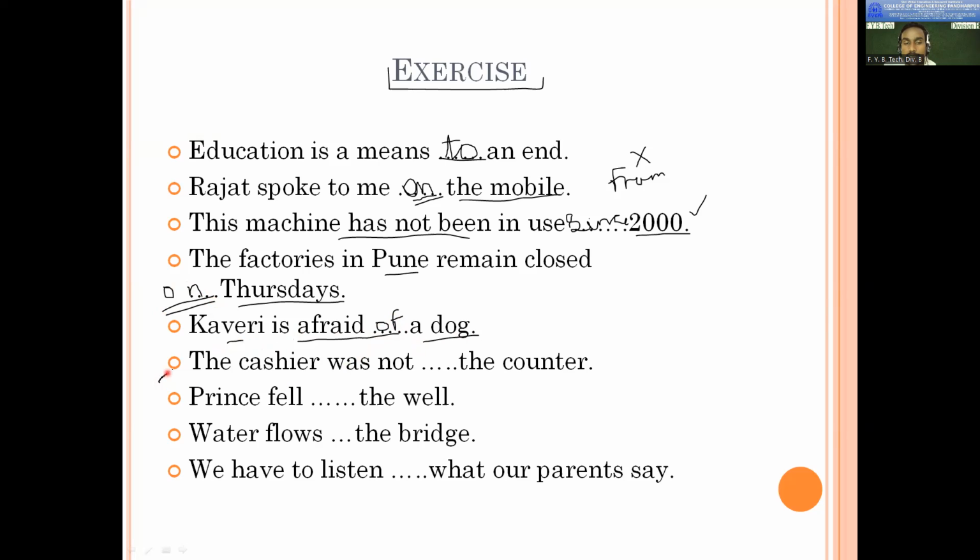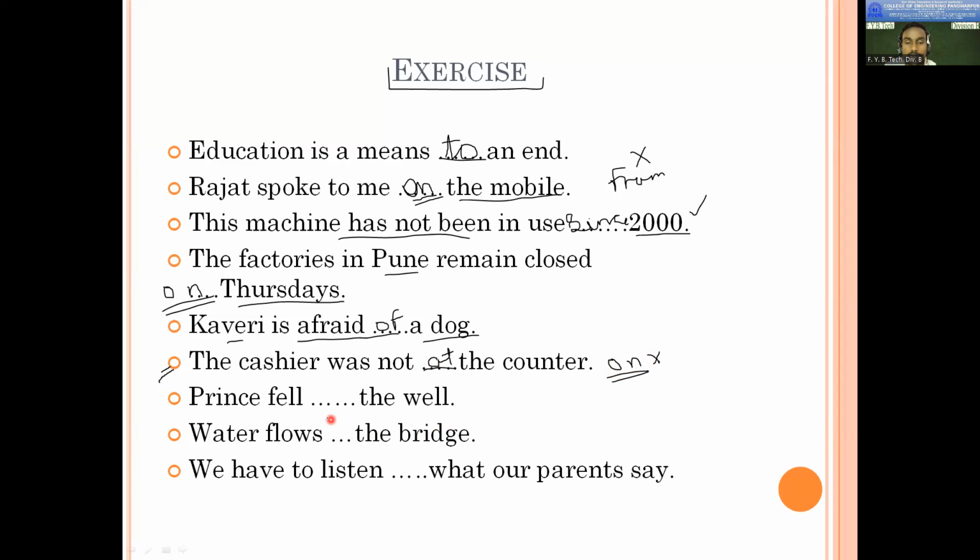Next simple sentence is here. The cashier was not dash the counter. On the counter. If you are going to use on, it is not correct. It has to be at the counter. Okay, so on is not right. The cashier was not at the counter.